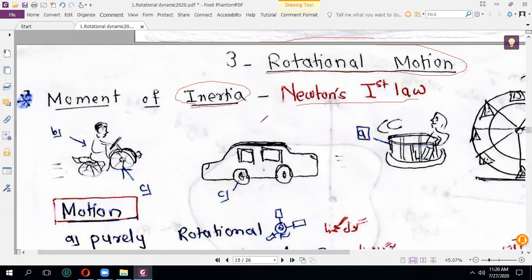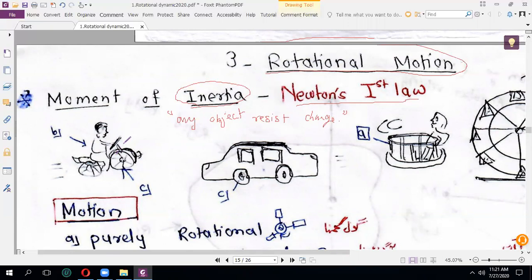It was a big statement, Newton's first law. So we take a small statement. Any object resists change. This is my small statement of inertia. What is the meaning of this statement?